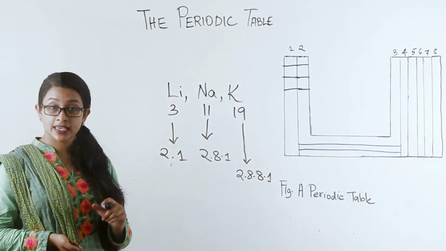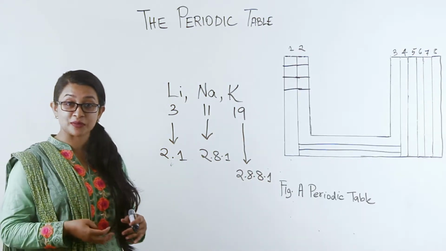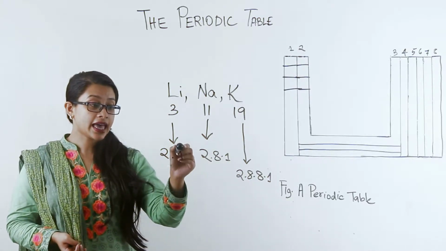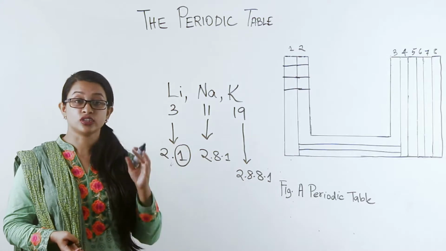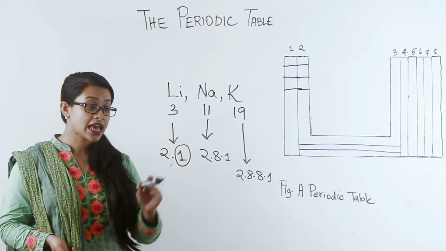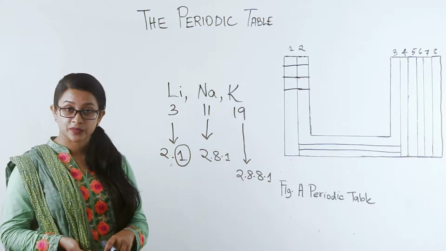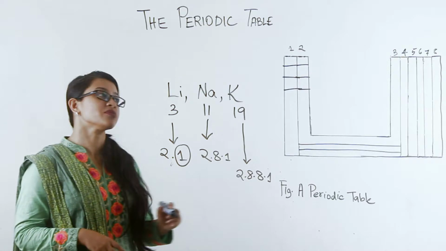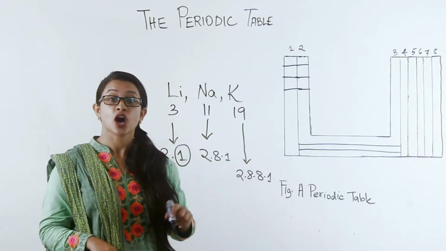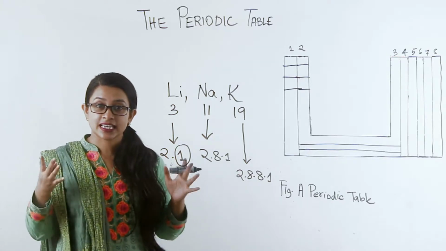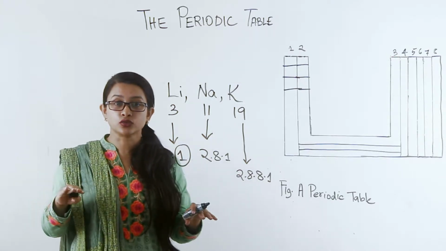So one thing that is always common between these 3 elements is that the very last electron number of all these 3 elements is 1. As a result, all of these 3 elements can be found in the first group of the periodic table. And this is the trend that is followed in all the groups.